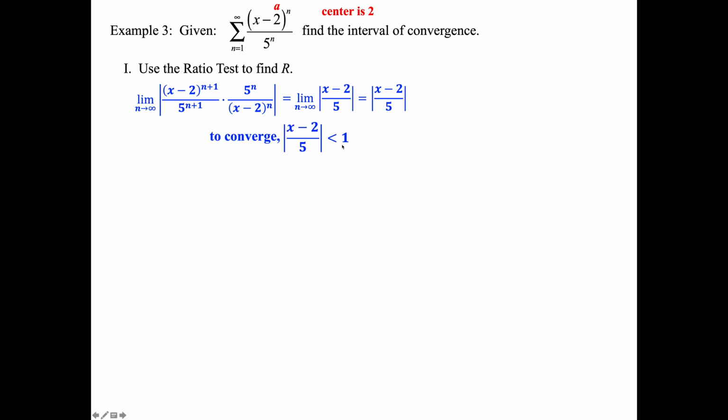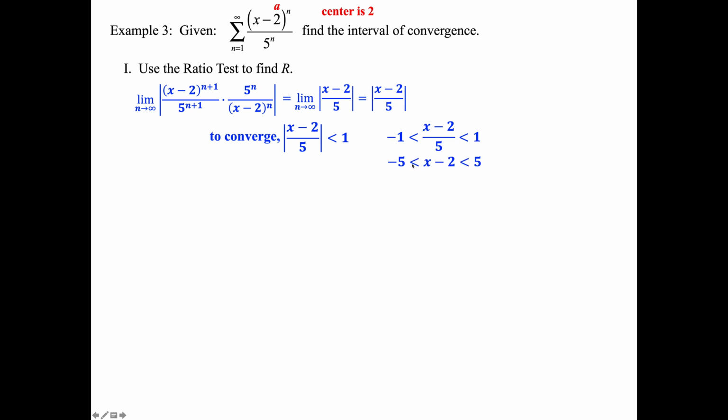We're going to set this less than 1 and find where our interval of convergence is going to be. We'll solve this for x, if you will. So we drop the absolute value bars. We'll put -1 less than on the left side of our variable expression. We'll put less than 1 on the other side. Got to get rid of the division by 5, so we multiply 5 to both sides.